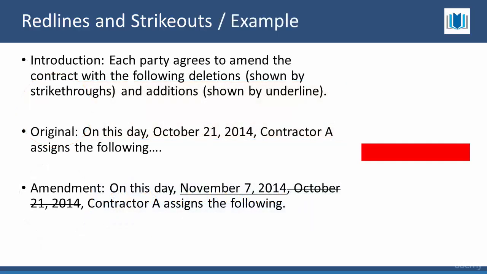Example: Introduction. Each party agrees to amend the contract with the following deletions, shown by strike-throughs, and additions, shown by underline. Original: On this day, October 21, 2014, Contractor A assigns the following. Amendment: On this day, November 7, 2014, with October 21, 2014 struck out, Contractor A assigns the following.